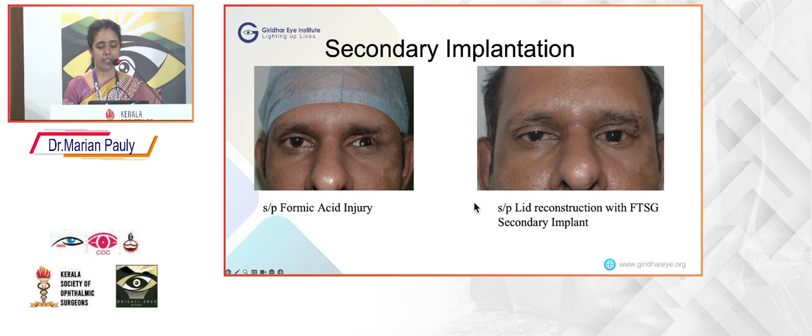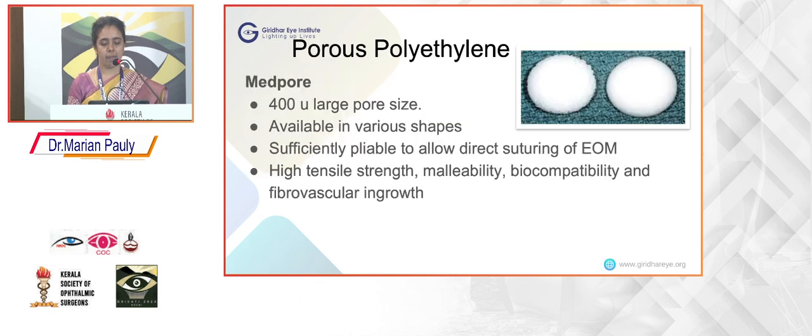Similarly, this is a gentleman. He had an extensive formic acid injury. He presented to us with ectropion, then an anophthalmic socket. So first we corrected the lid, and then we reconstructed the socket with a secondary implant.